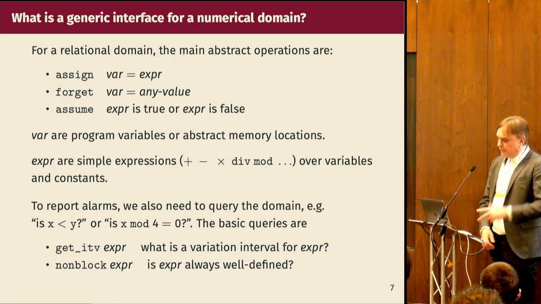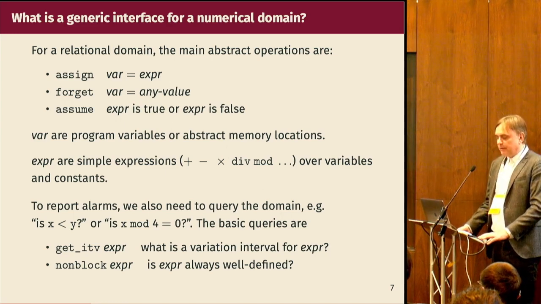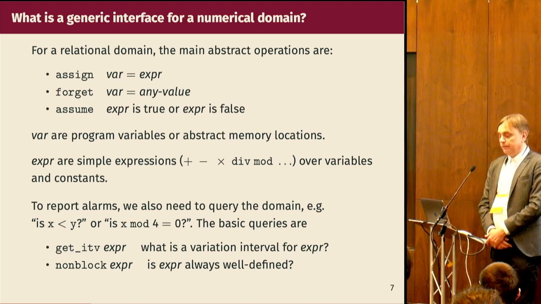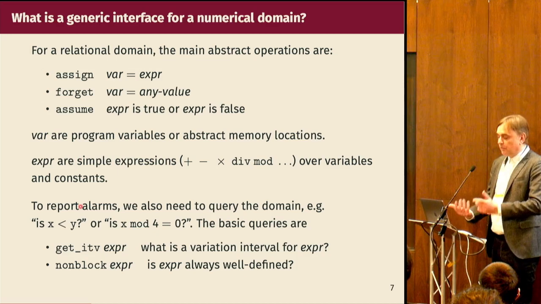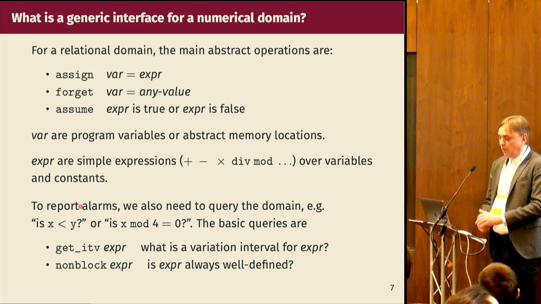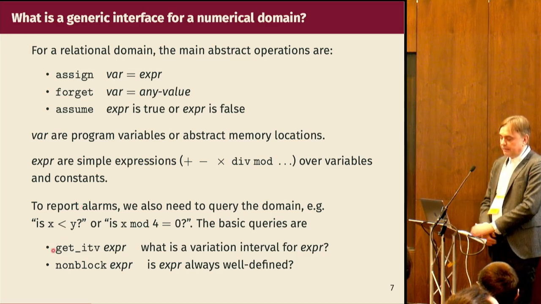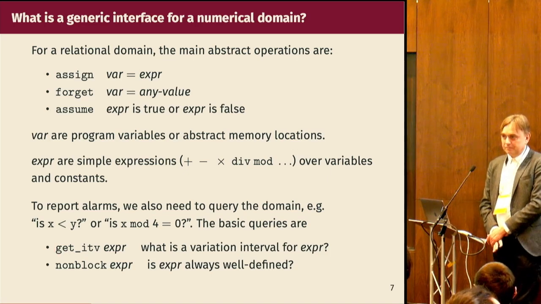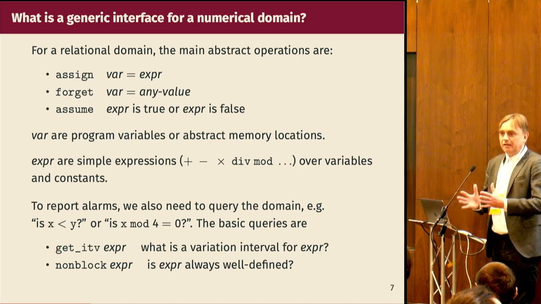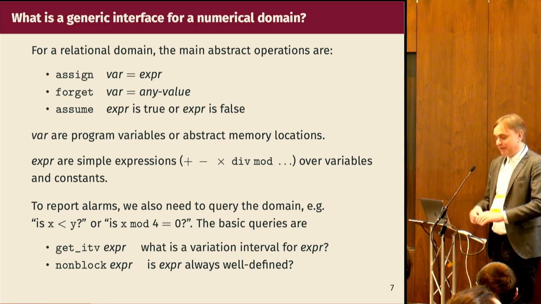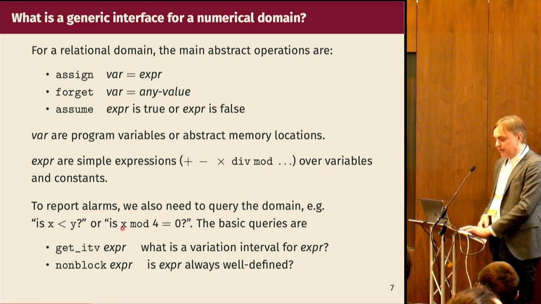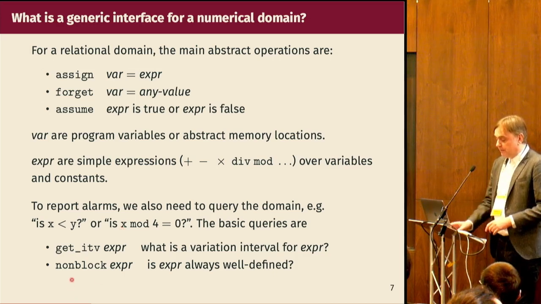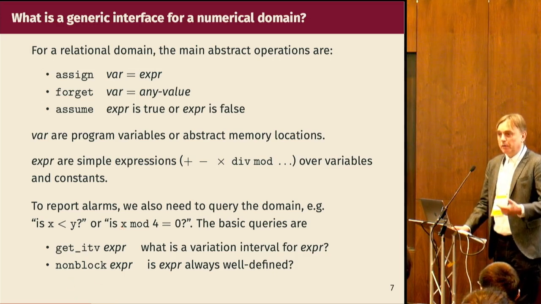And we found out later that, to report alarms and also to communicate with other domains, it's good to have queries like is x less than y, or x mod 4 is 0, and that can be actually expressed as getting a variation interval for an expression. Okay, as tight as possible. If it's only one element, for instance, we have an answer to x mod 4 equals 0. And there's also another query, which is whether the expression is always well defined or can go wrong.